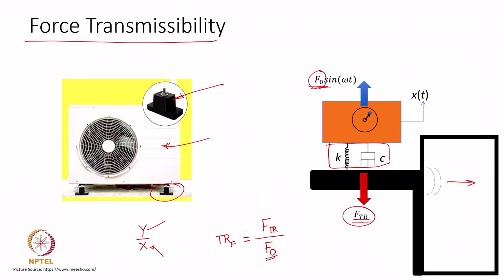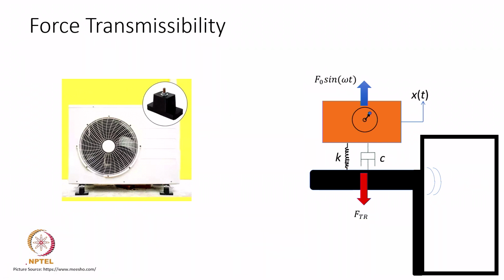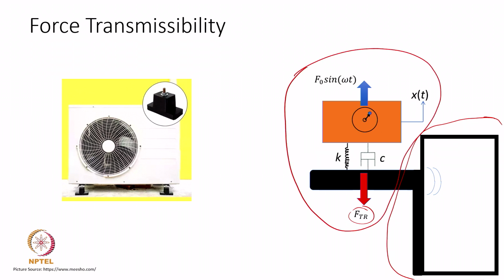What do you do now? Suppose we are required to analyze this; what happens afterwards may not be our concern at the moment. We all know what will happen if this FTR is large. So, our focus would be on this system, so that FTR is small enough.